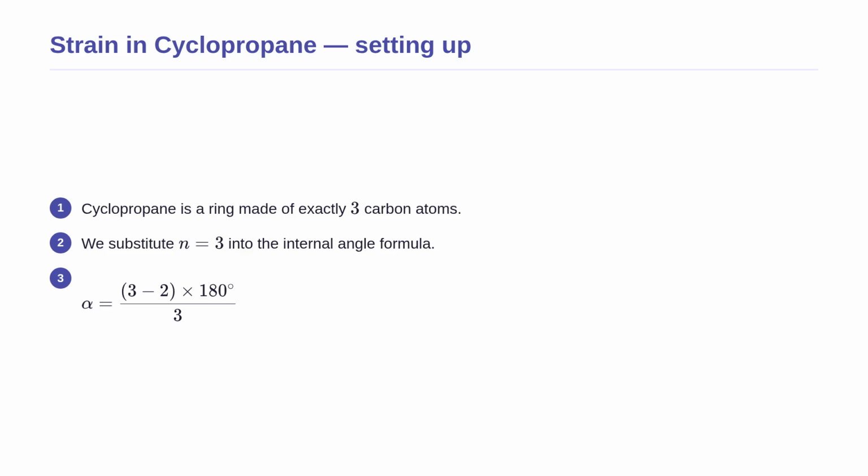Let us see this with a concrete example by calculating the strain in cyclopropane. We are given that cyclopropane is a ring made of exactly 3 carbon atoms, and we need to find the angle strain on each bond. To start, we use our polygon formula to find the internal angle. We substitute n equals 3 into the equation because there are 3 carbons forming the ring. This gives us alpha equals (3 minus 2) times 180 degrees divided by 3. This is the first step to finding out how compressed the molecule is, transitioning from a general rule to a specific case.